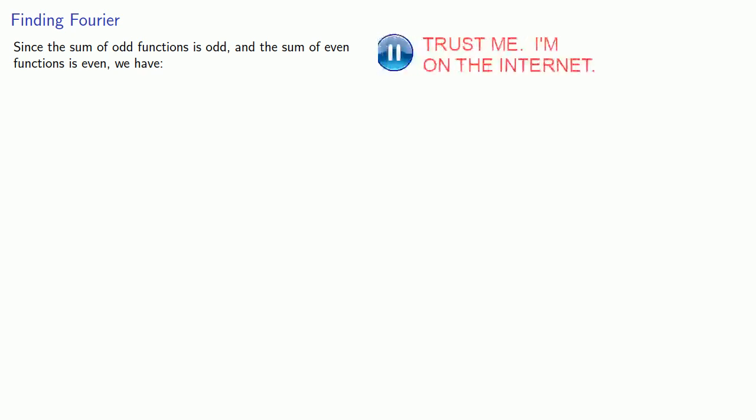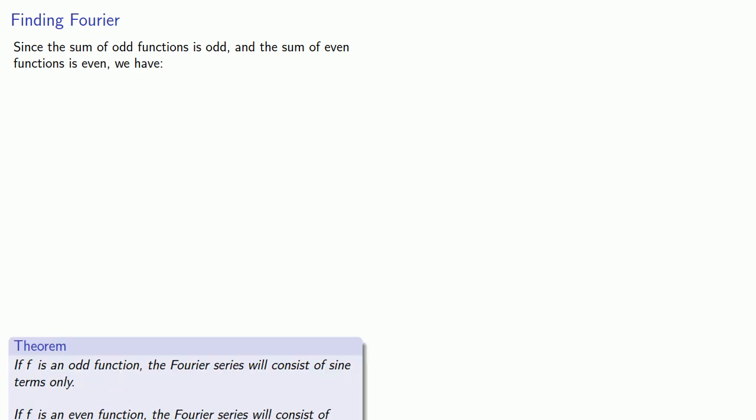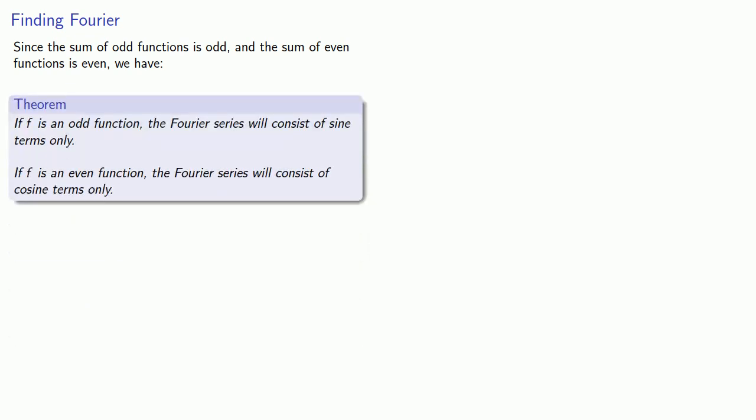So what's the big deal about even and odd functions? Since the sum of odd functions is odd, and the sum of even functions is even, we have the following theorem. If f is an odd function, the Fourier series will consist of sine terms only, and if f is an even function, the Fourier series will consist of cosine terms only.